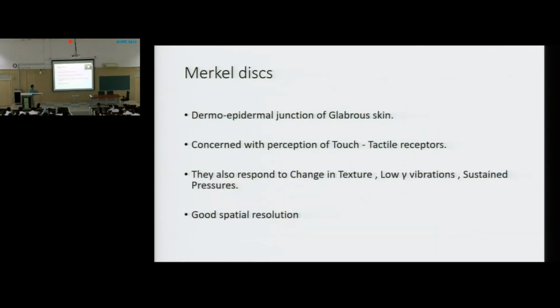Next are the Merkel's discs. These are present in the dermoepidermal junction of the glabrous skin. They are concerned with the perception of touch, or tactile receptors. They also respond to changes in texture, low frequency vibrations, and sustained pressure. Now, the important thing is that they have good spatial resolution. What does that mean? Out of all these mechanoreceptors, these have the very good spatial resolution.